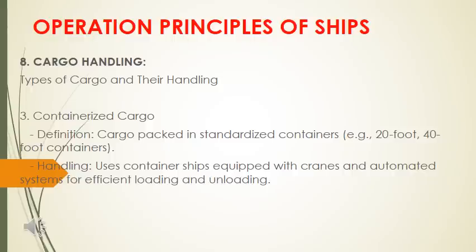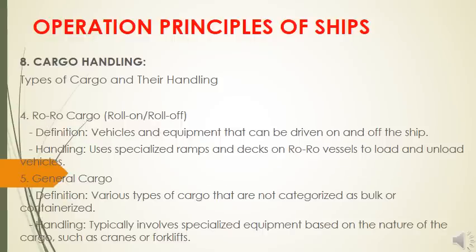And for the handling, it uses container ships equipped with cranes and automated systems for efficient loading and unloading. Then number 4, the roll-on roll-off cargo. Definition: vehicles and equipment that can be driven on and off the ship. For the handling, it uses specialized ramps and decks on the roll-on roll-off vessels to load and unload vehicles.